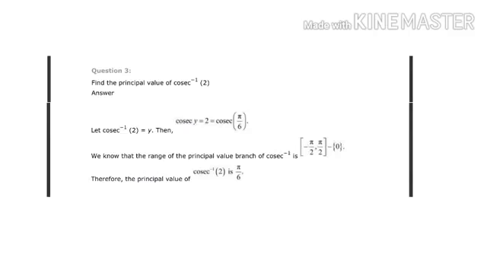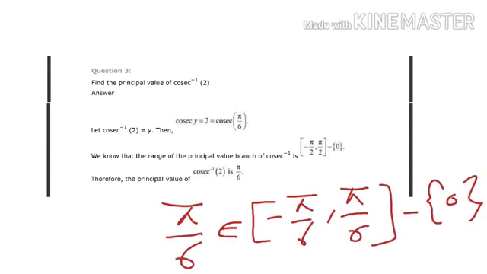Again, find the principal value of cosec inverse 2. Let cosec inverse 2 be equal to y, then cosec y is equal to 2, and the value of cosec pi by 6 is also equal to 2. So we can equate this. Now we know the range of the principal value branch of cosec inverse is minus pi by 2 to pi by 2 excluding 0. Therefore the principal value of cosec inverse 2 is pi by 6.